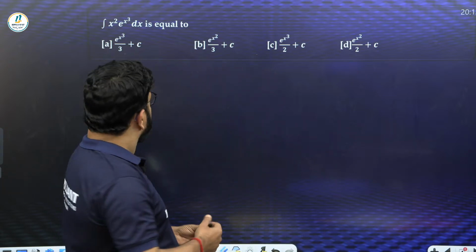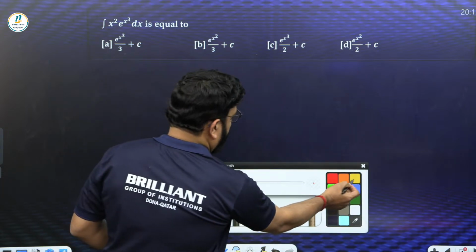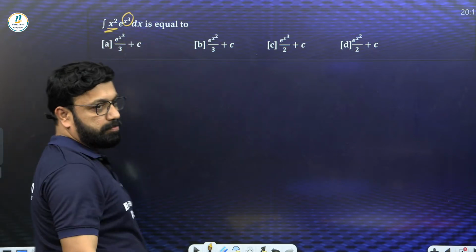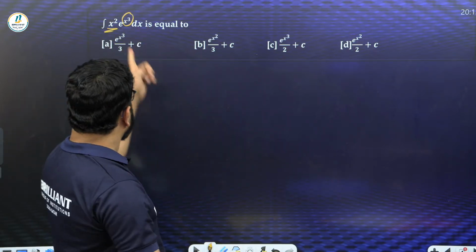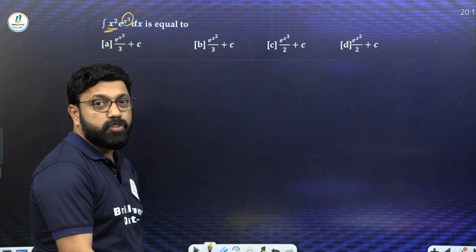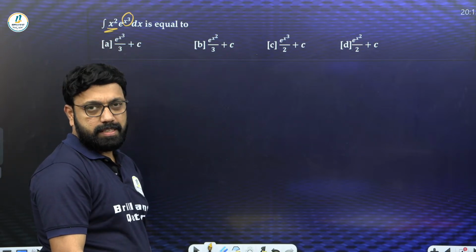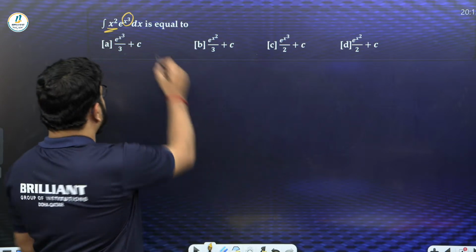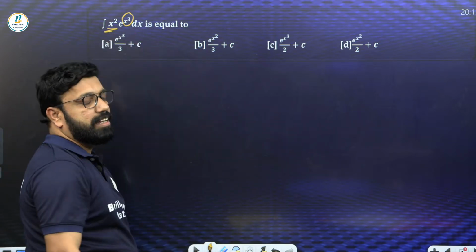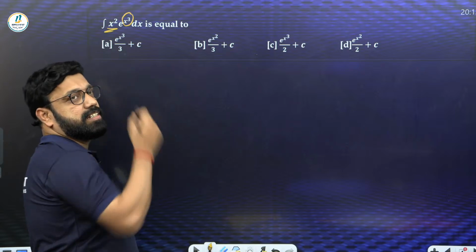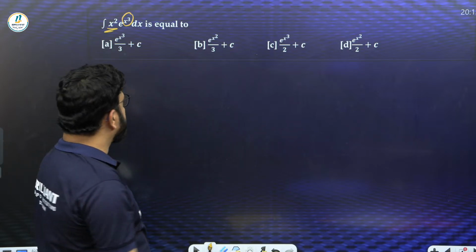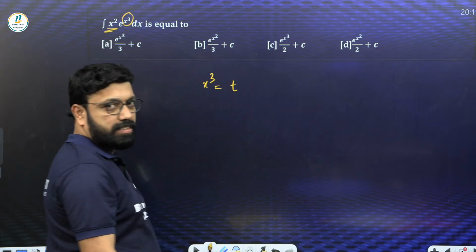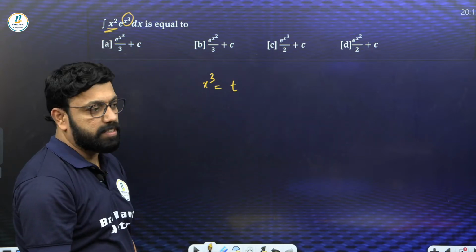See, the question is there, x square is there, x cube is there. Which method do we want to follow? The substitution method. What is the substitution method? Here the derivative of x cube is there. Which one? x square is there. So we take x cube equal to t. We are going to use the substitution method.